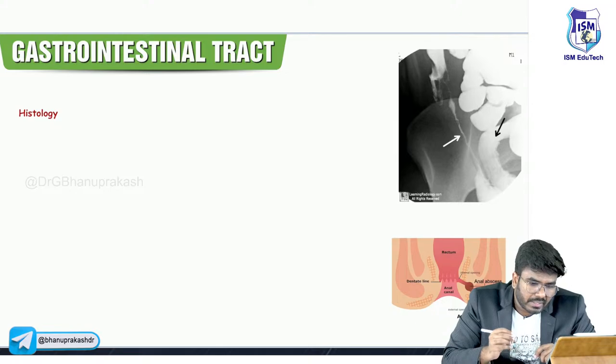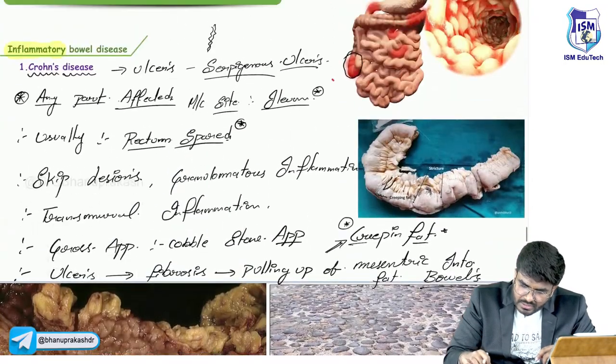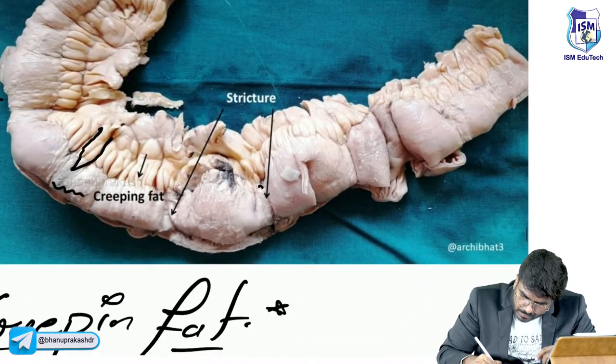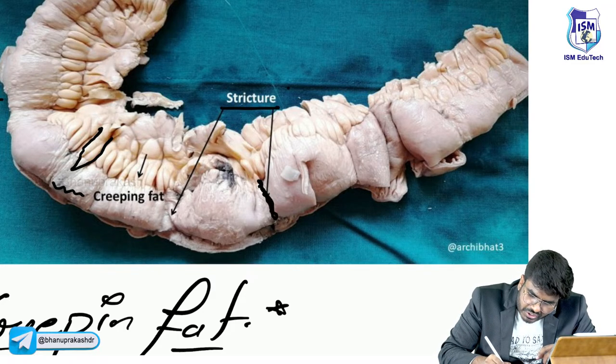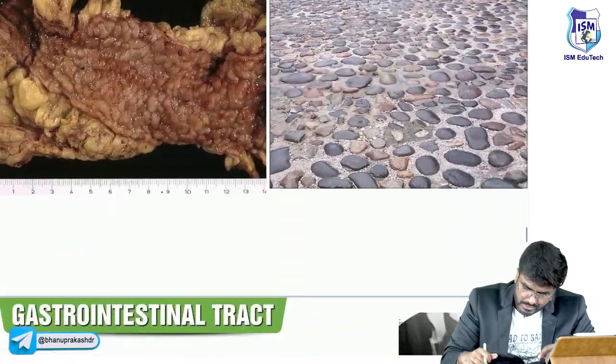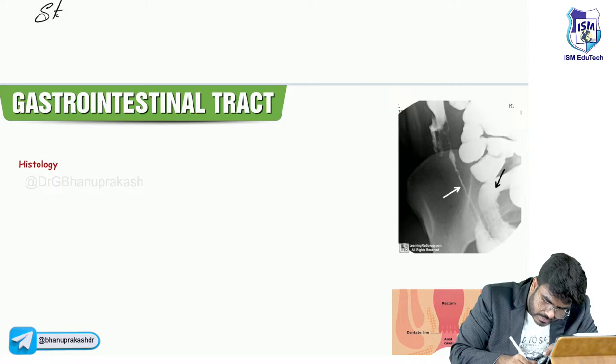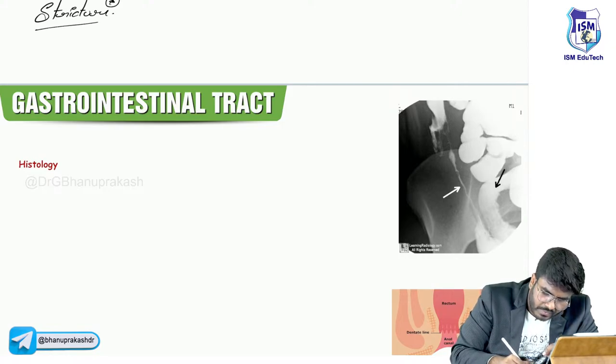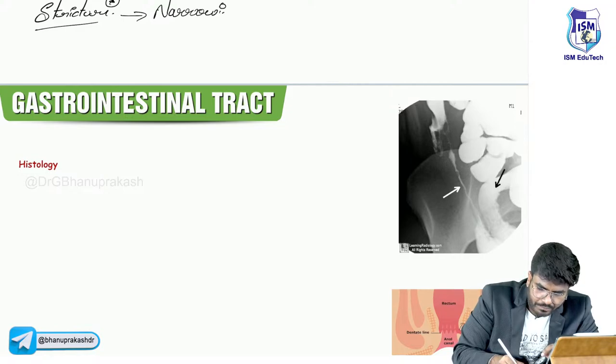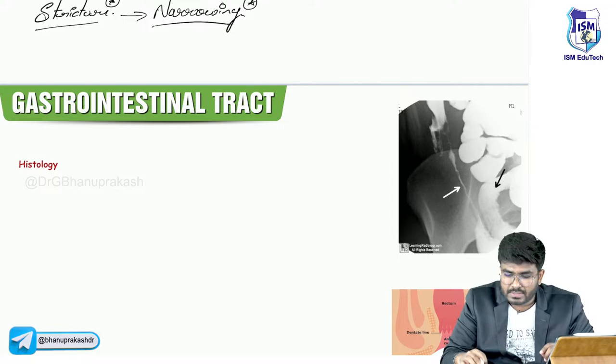Here, see. Because of excessive fibrosis, this particular part of the intestine has undergone stricture. Strictures are going to be formed. Stricture means narrowing.